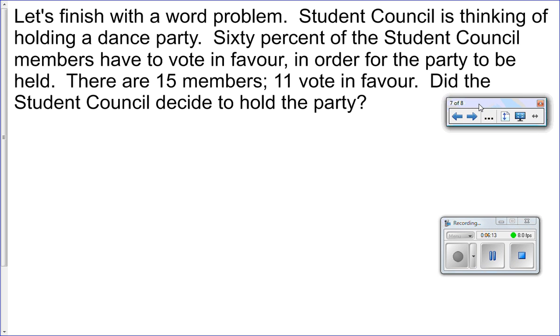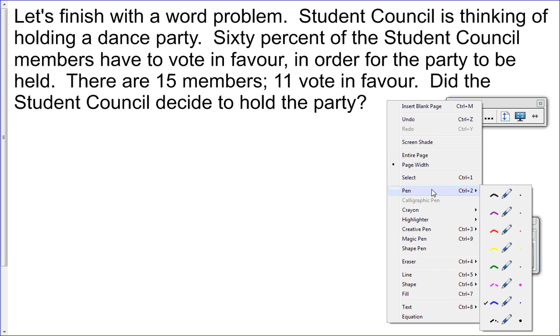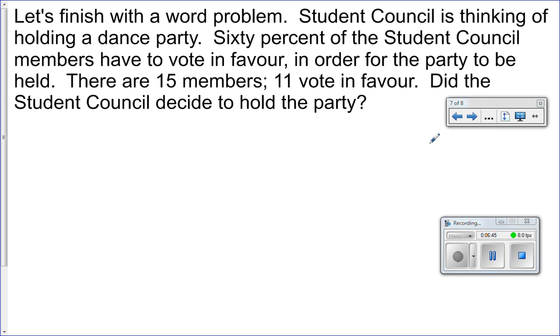Of course, any good math lesson needs to finish with a word problem. Student council is thinking of holding a dance party. 60% of the student council members have to vote in favor in order for the party to be held. There are 15 members, 11 vote in favor. Did the student council decide to hold the party? Well, this is a question that's pretty big, folks, so we're going to go through this in class tomorrow. But for now, it's always a really good strategy to highlight important information in any word problem so that you have some basic numbers to focus on.